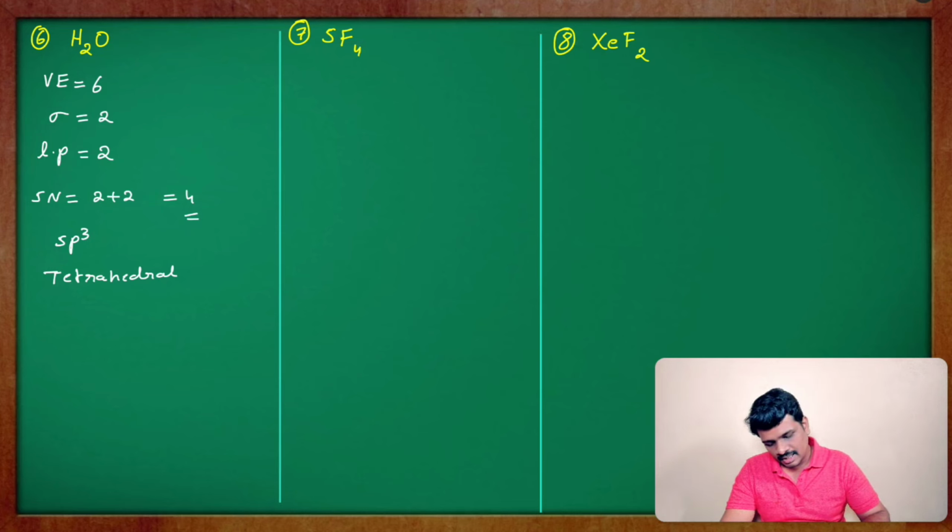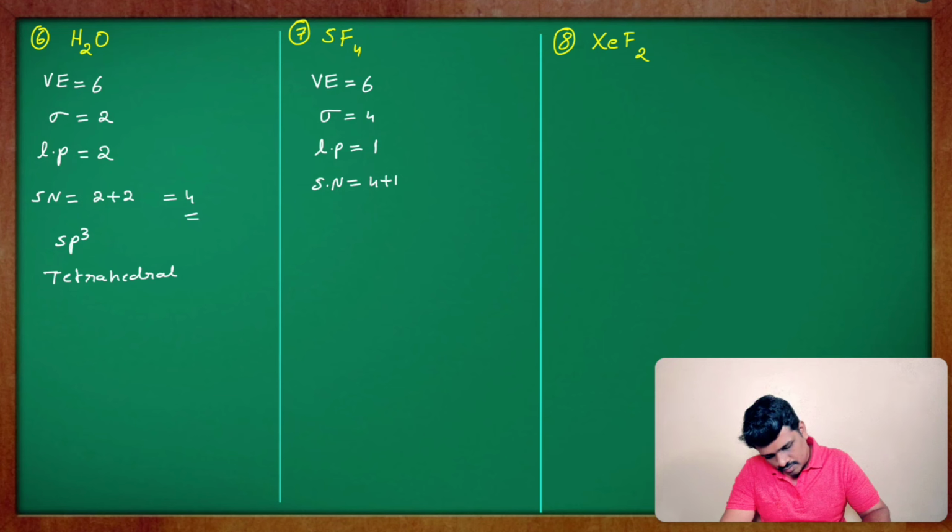Correct? So let us move on to the next example. In SF4, the central atom is sulfur. Valence electrons in sulfur is how many? 6. Why? Because sulfur belongs to oxygen family. So valence electrons in sulfur is 6. How many sigma bonds are present? 4, right? Is there any lone pairs of electrons? Yes. How many? One lone pair. Correct? One lone pair is present. So steric number is 4 plus 1, which is nothing but 5. So the hybridization is sp3d.